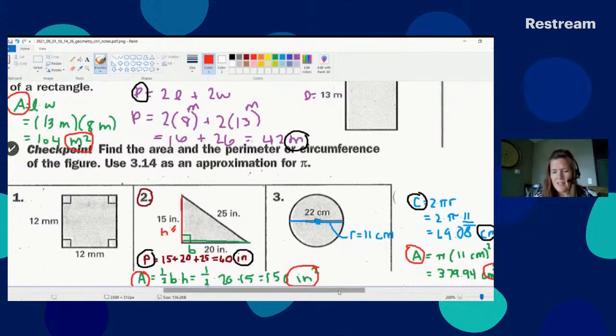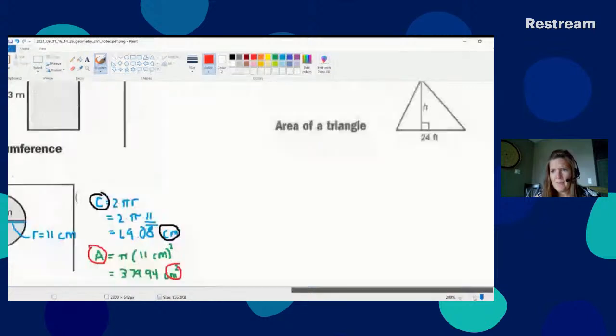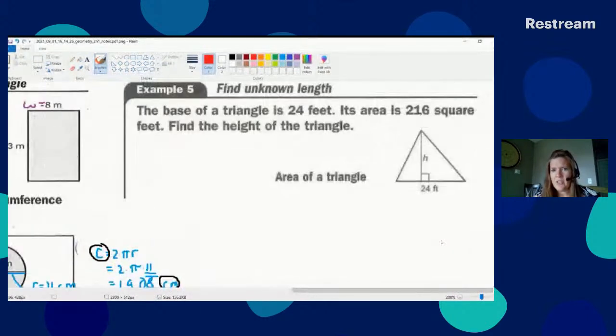I think I said that was the last example, but I think there might be one more. Oh yeah, this is just a good little bit different way to think about the same problem. So last problem really is, it says the base of the triangle is 24 feet. Its area is 216 square feet. Find the height of the triangle.